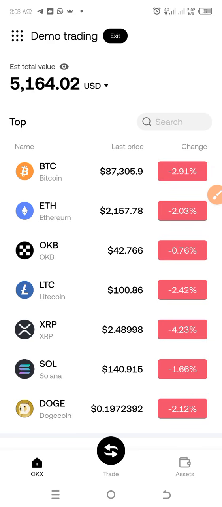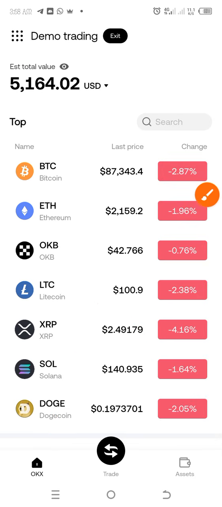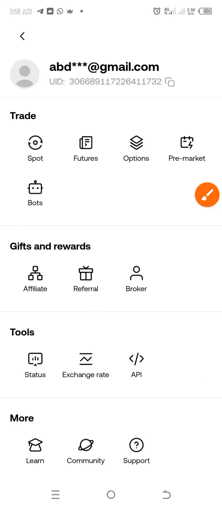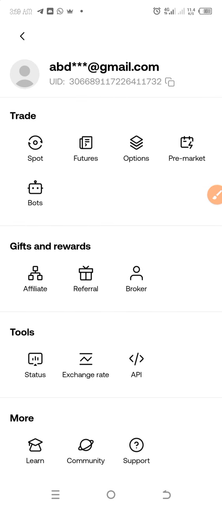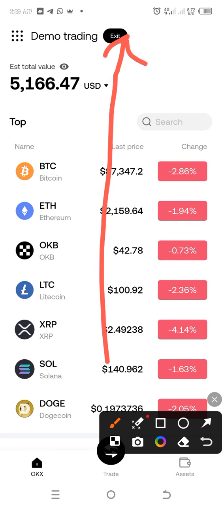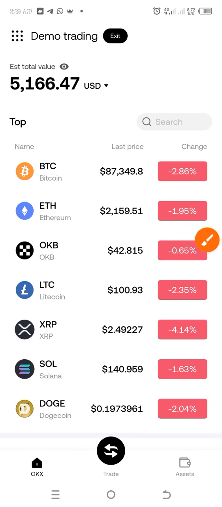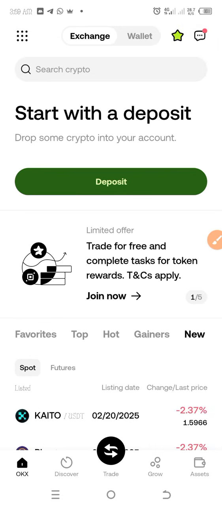So once you come to this exchange, you click on this place here, and this is the dashboard, and you go to this place. It's going to give you the demo. You see, this is my name and this is my UID. It's actually here. So if I want to exit now, I will just click on here. It will take me out to my real account. Look at it, it has taken me to my real account.